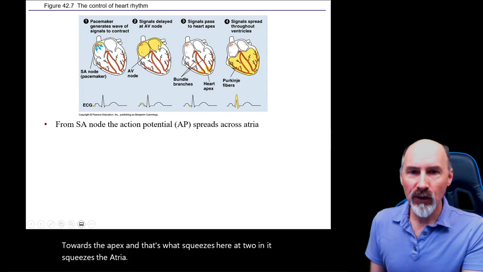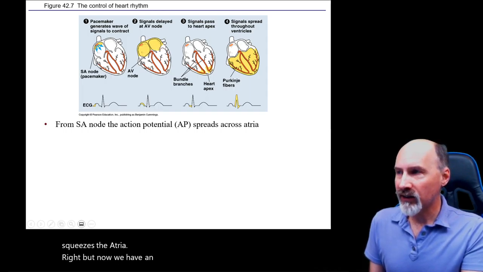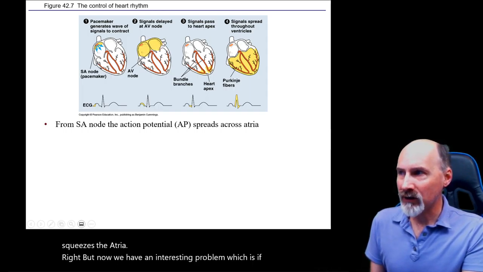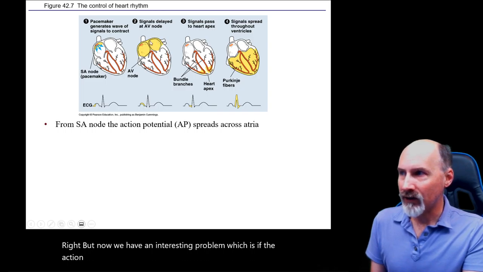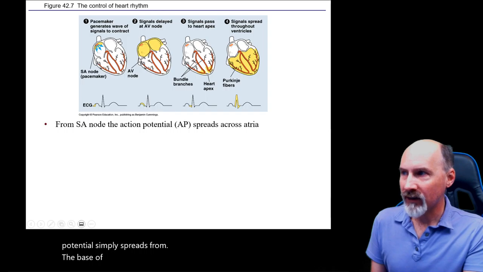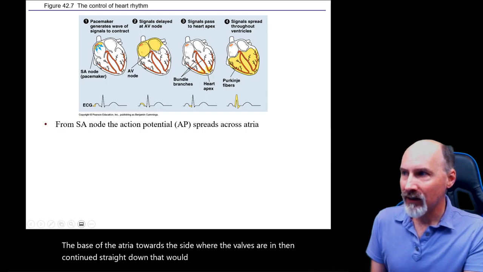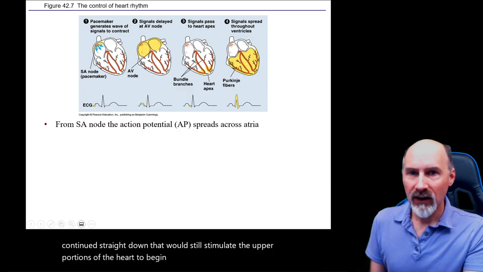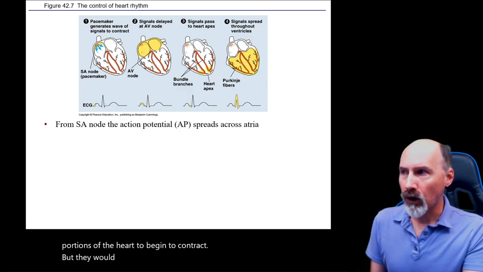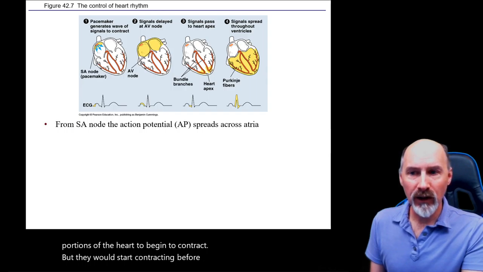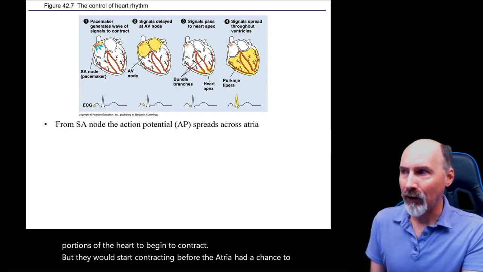All right. But now we have an interesting problem, which is if the action potential simply spreads from the base of the atria towards the side where the valves are, and then continued straight down, that would still stimulate the upper portions of the heart to begin to contract, but they would start contracting before the atria had a chance to finish squeezing blood down.